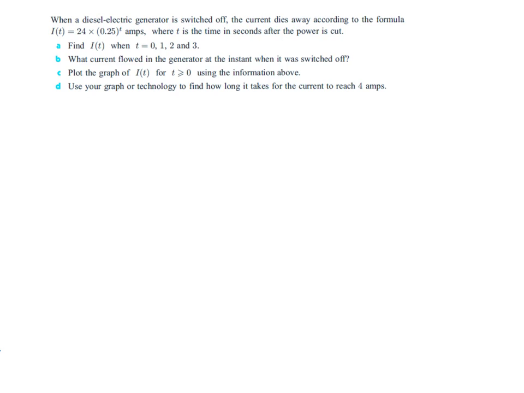When a diesel electric generator is switched off, the current dies away according to the formula I(t) is equal to 24 times 0.25 raised to t amps, where t is the time in seconds after the power is cut off. Find I(t) when t is equal to 0, 1, 2, and 3. So this is a basic algebra question. So when time is equal to 0, I of 0 is equal to 24 times 0.25 raised to the 0 power. A number raised to the 0 power is equal to 1, so that must be 24 amps.